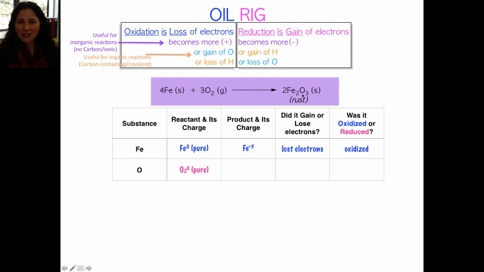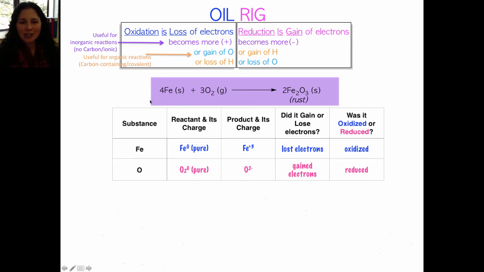In the product, oxygen is part of an ionic compound, and anytime oxygen is part of an ionic compound, it will have a -2 charge. You can also see this from the formula. If iron has a 3+ charge, oxygen has a 2- charge. During this reaction, oxygen is going from a charge of 0 to a charge of -2. Therefore, it's becoming more negative, and it's gaining electrons. This means that the oxygen has been reduced in this reaction.